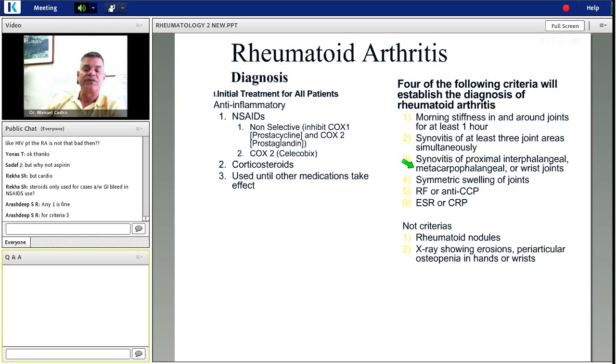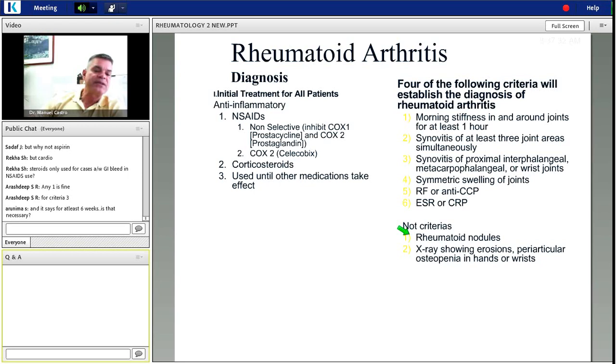Now, if you have only three clinical criteria here, you're going to need one of these two, okay? And probably the best one to actually use is going to be anti-cyclic citrullinated peptide, which is the more specific one, right? Now, it used to be that rheumatoid nodules were a criterion for rheumatoid arthritis, but that has been removed, okay? So a rheumatoid nodule is not a criterion anymore.